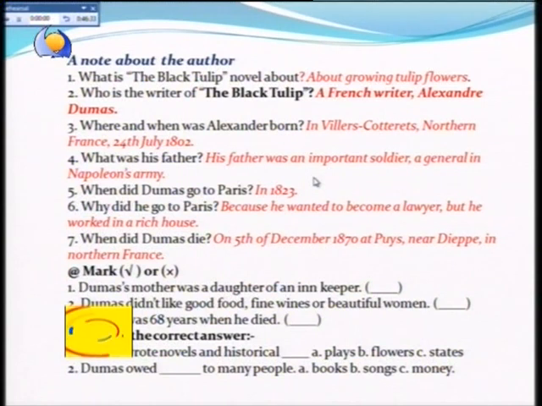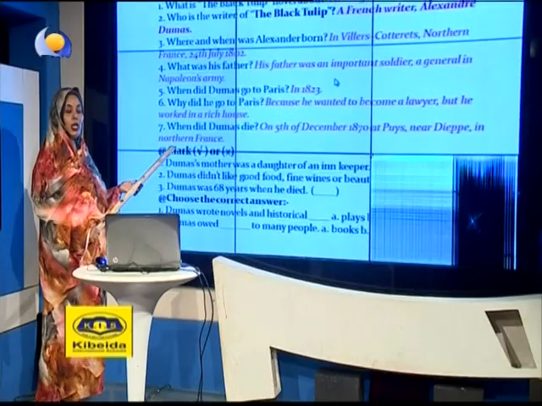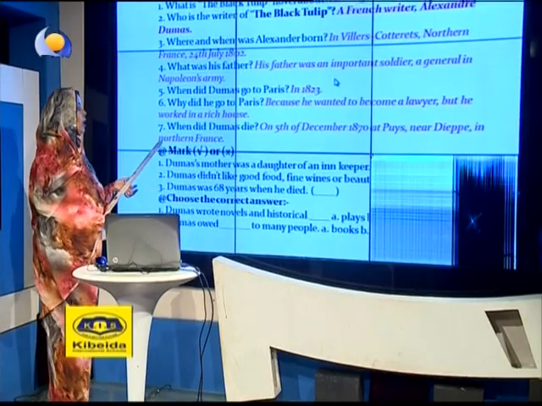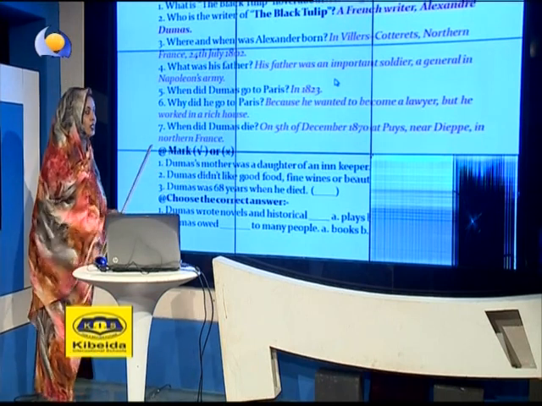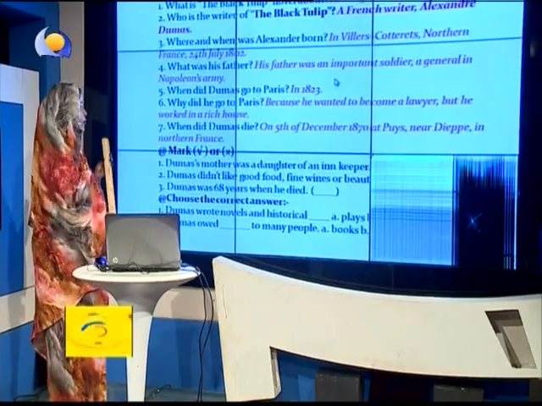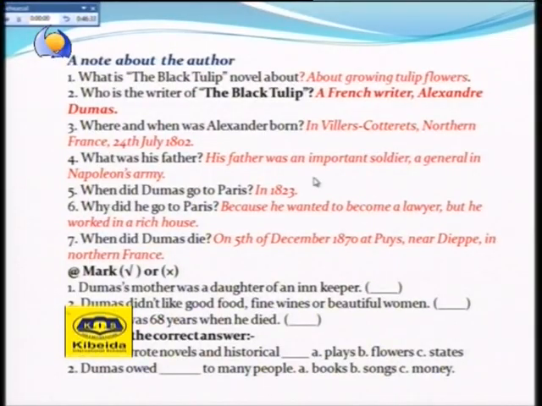And why did Dumas go to Paris? Or when did he go to Paris? He went to Paris in 1823. Because he wanted to become a lawyer, but unfortunately he worked in a rich house. Dumas died on the 5th of December 1870 in northern France. Here we have some questions.